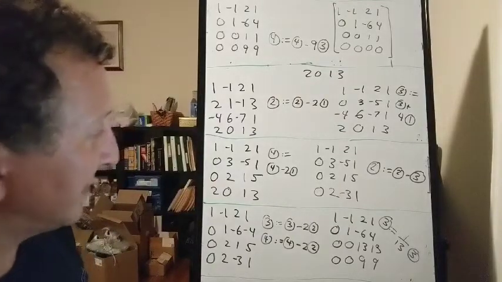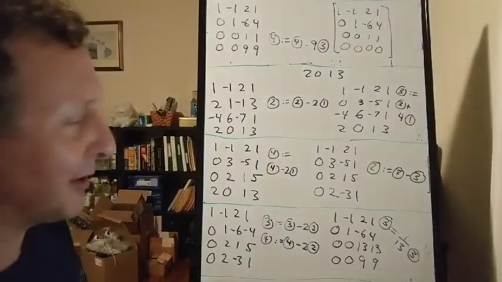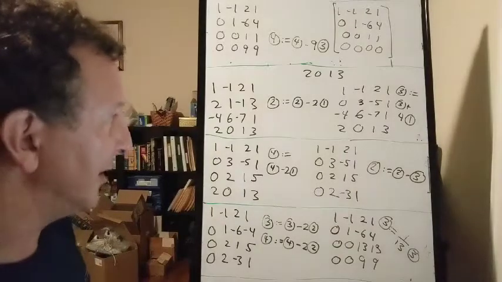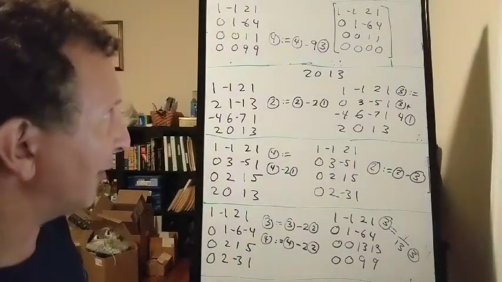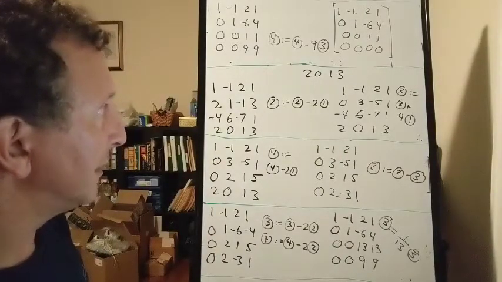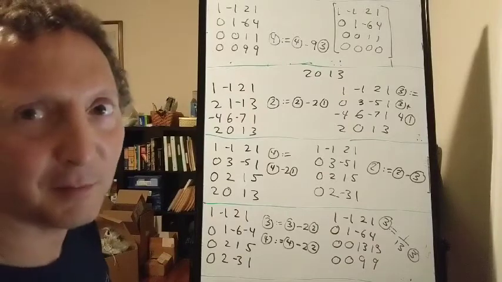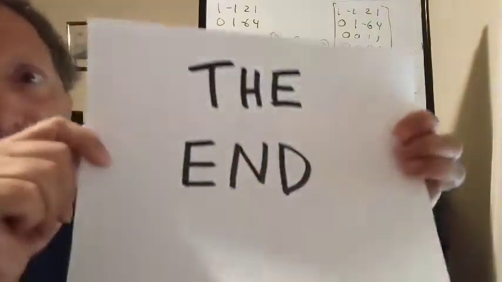So we'll try this. This would probably be a good thing for us to do during the Zoom session, to do more examples of row operations. We'll be doing a lot of this semester. The end.